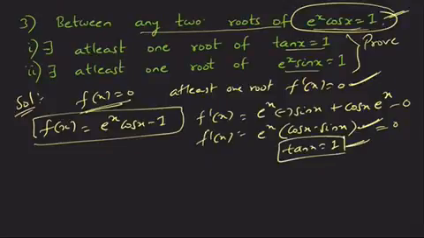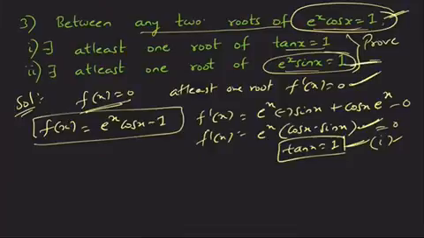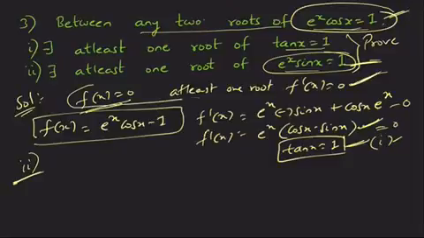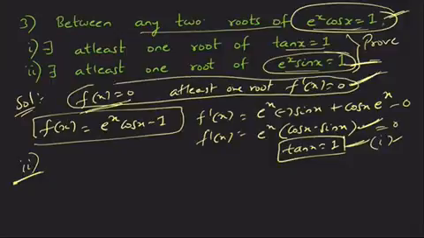So I have proved my first question. Now how do we prove this second point, that there is a root of e power x sin x is equal to 1? See, the key idea is the same, that we need to use this fact that between any two roots of f of x is equal to 0, there is at least one root of f dash x is equal to 0. But how do we use it here?